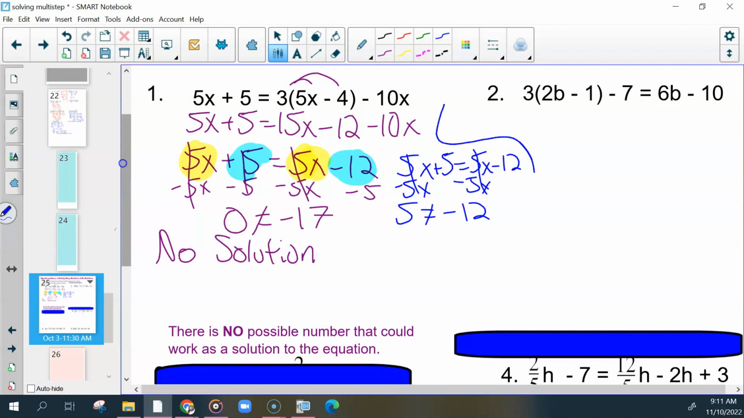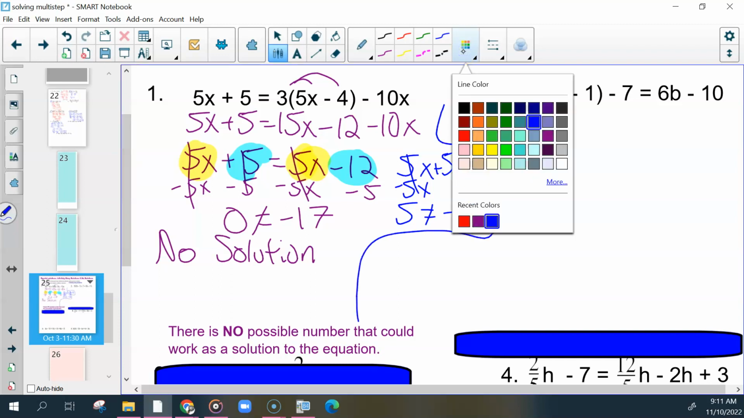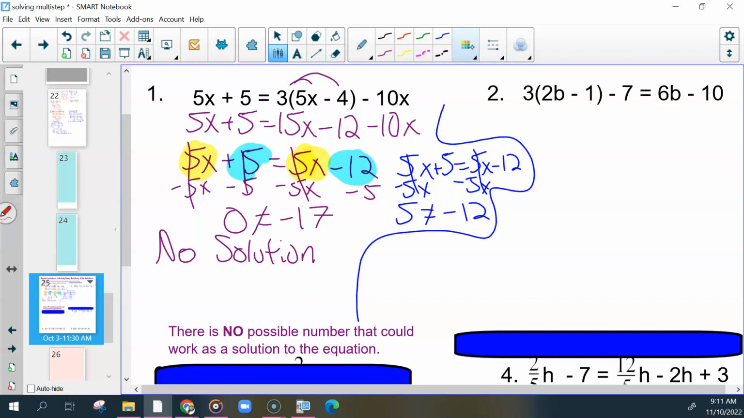Let's try number 2. Start to distribute just like normal. Combine your like terms on the same side. And then before we continue, I'm going to ask for what you notice again. Jaden.